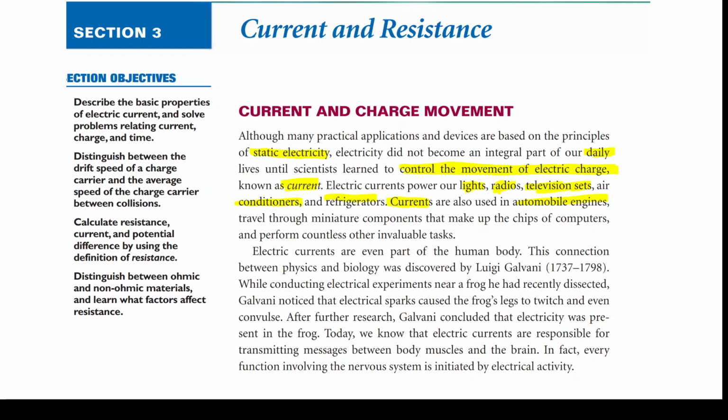The remainder of the page talks about how current is even present in the human body. Our biology uses current as well. For example, the way that electronic signals are transmitted between my body and my brain happens due to current. It's a transmission of charges, a signal that goes from my body all the way to my brain, and my brain responds to that signal. This is all due to currents, charges in motion. So we learned that a current is when a charge is in motion.